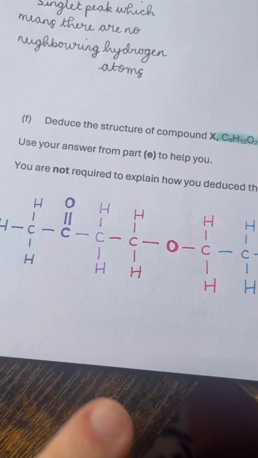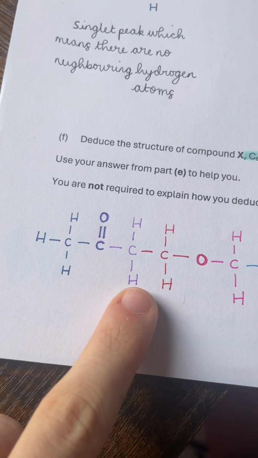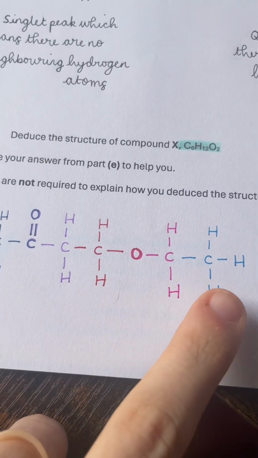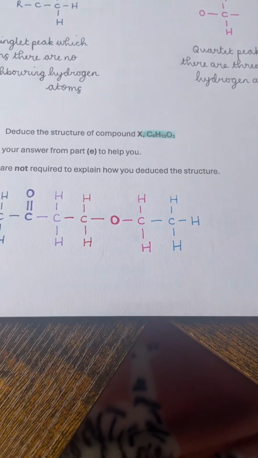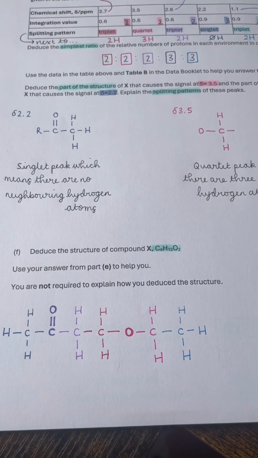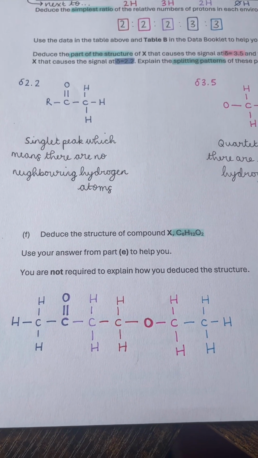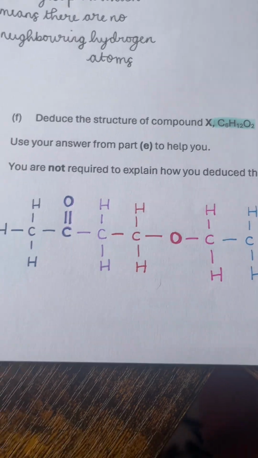Fab. Check that the splitting patterns work. Singlet, yes. Triplet, yes. Triplet, yes. Quartet, yes. Triplet, yes. And if you've got other information like your infrared functional groups that need to be present, check you've got those in there. If you've got carbon NMR data, check that it all matches up with that as well. And then when it does, you can be happy you've got the structure correct.